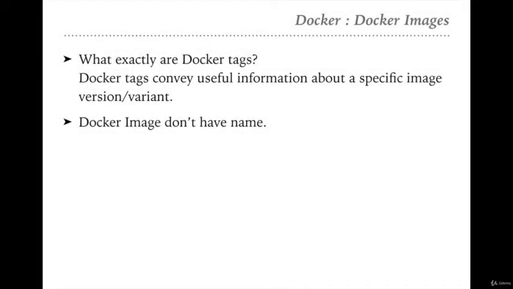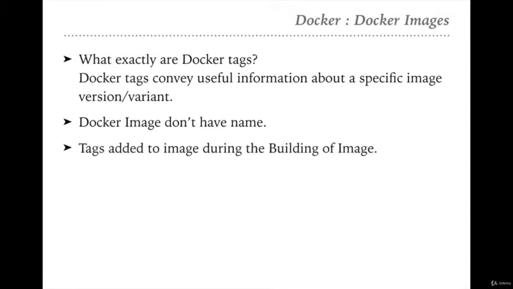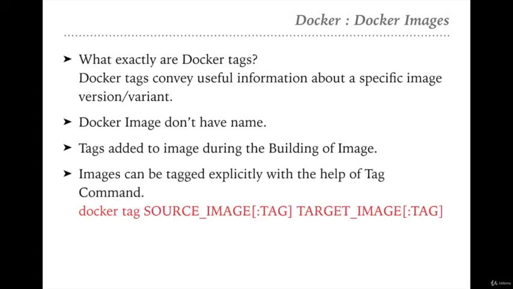Now the next question which may come to our mind is how we can tag a Docker image. There are two ways. First, you can tag the image when you are building your image, so during the build process, or when you are pulling your image over the internet from the hub, you can specify the tags. The other way of tagging is with the help of the docker tag command. An image can be tagged explicitly as well with the command docker tag.